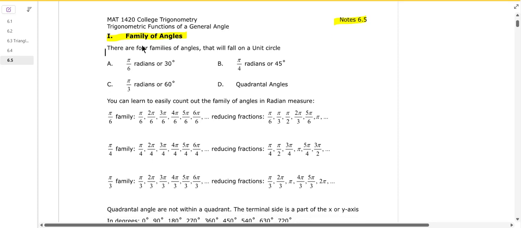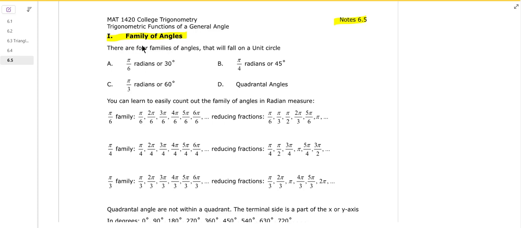Mainly what I want you to know on this is how to count these out. You can count by 30, easy enough, 30, 60, 90, 120, and so forth. But you have to learn how to count by radians too. So if you're in this pi over 6 family, when you count this out, all you're doing is counting out the numerator. So you'd say 1 pi over 6, 2 pi over 6, 3 pi over 6, and so forth. But then you would reduce the fractions.